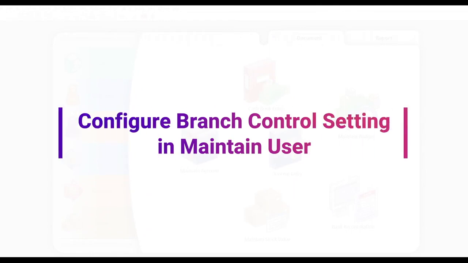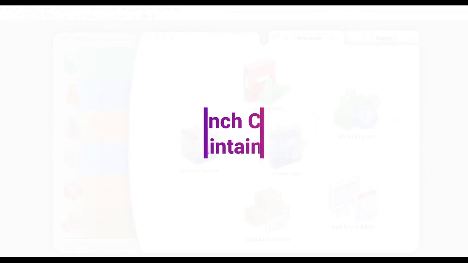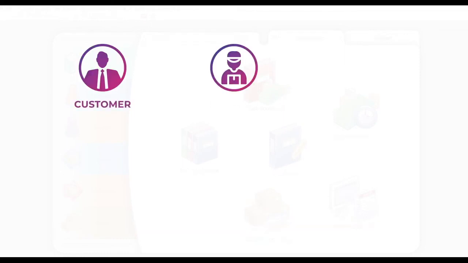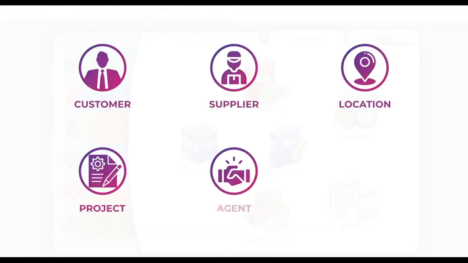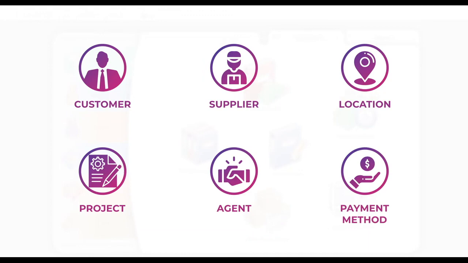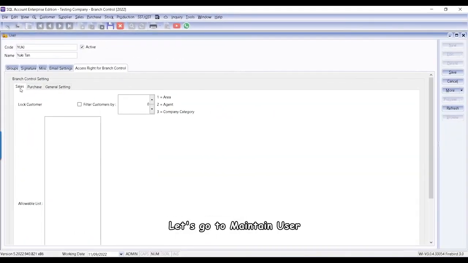Configure branch control setting and maintain user. Branch control setting allows the boss to control customer, supplier, location, project, agent, and payment method. Let's go to maintain user. Log on as admin. Now I will show you how to configure the branch control setting for user Yuki.